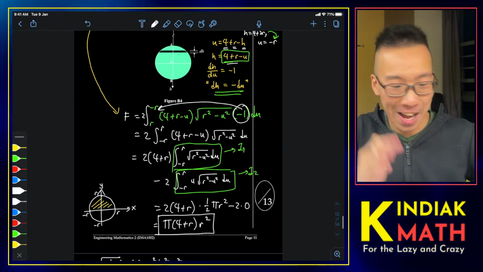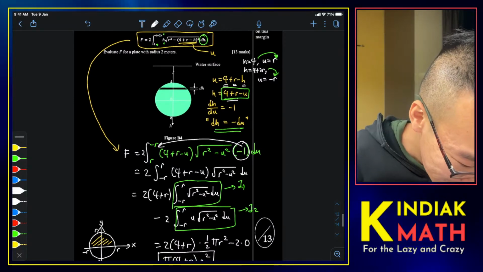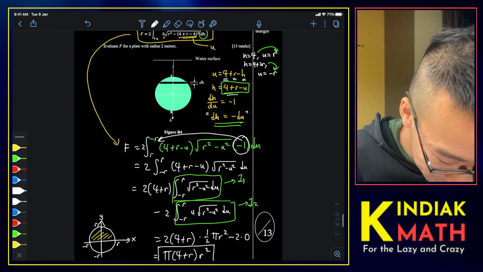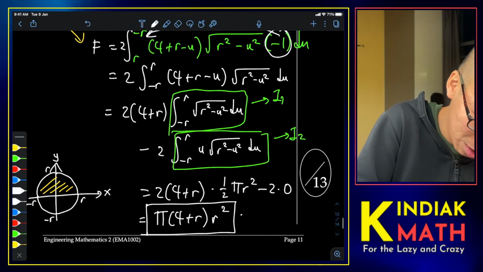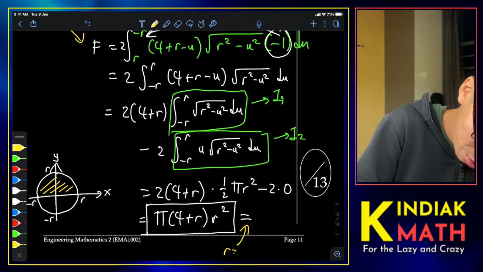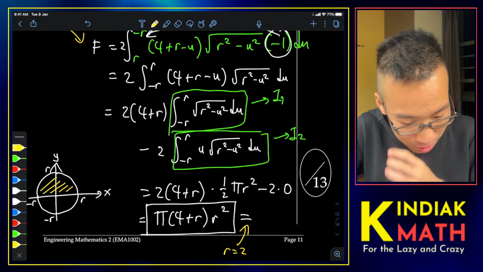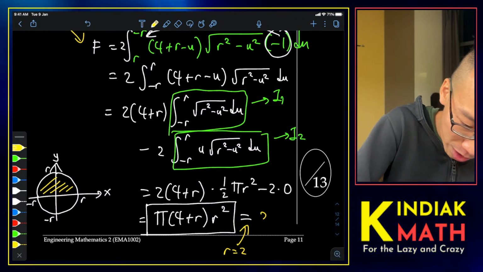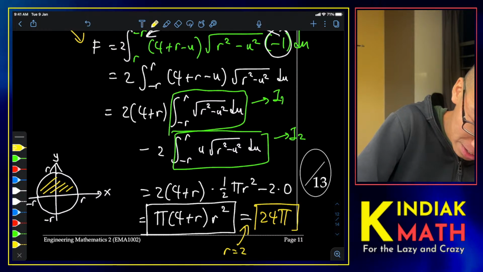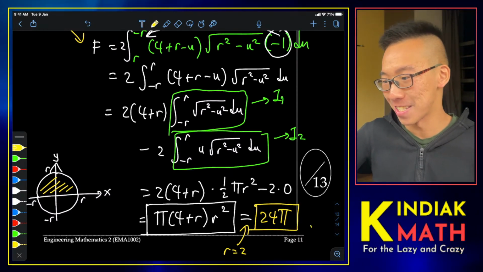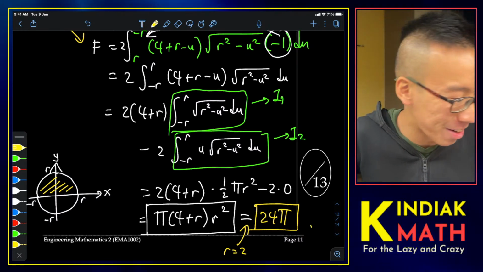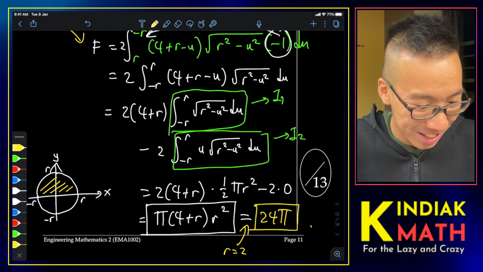And just in time, right? Just in time. Evaluate F for a plate with radius 2 meters. So since the radius is 2 meters, we're just going to substitute r equals 2. And this would give us 24 pi. And that is the solution. So that's how we do it. There's 1 hour. Calculus in 1 hour.